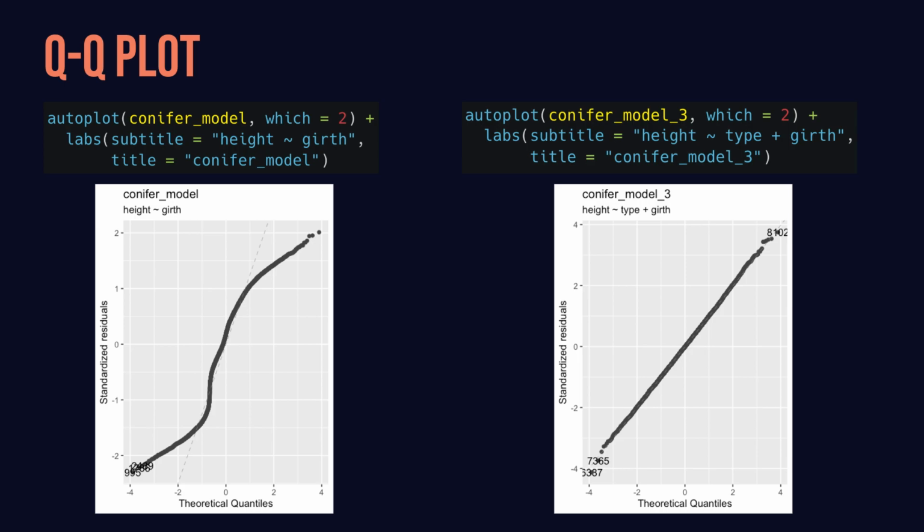Here, most of the conifer_model_3 data follows the diagonal line closely compared to the first model, conifer_model. If you look at the conifer_model's QQ plot, you will see that the points deviate from the diagonal line towards the lower end and the higher end. This means that the model is a particularly poor fit for longer height and shorter height conifer trees.